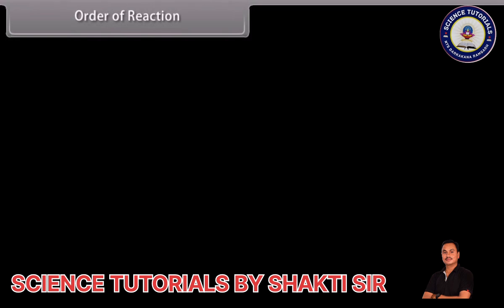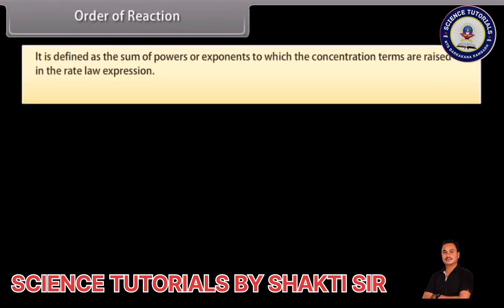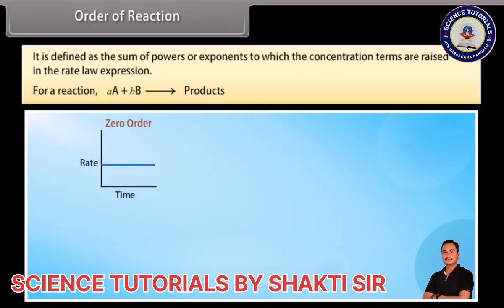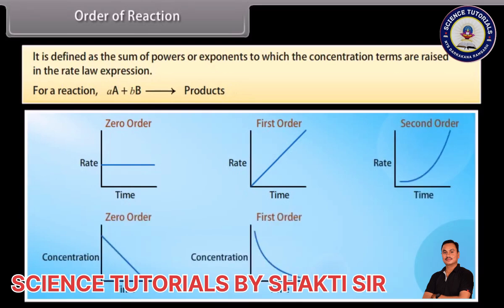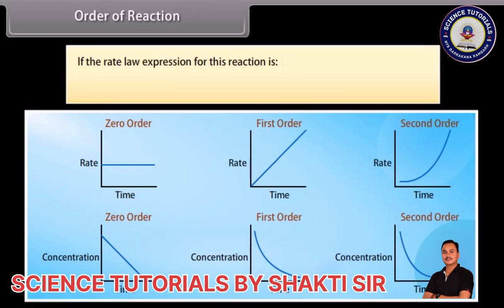Order of reaction. It is defined as the sum of powers or exponents to which the concentration terms are raised in the rate law expression. The rate law expression for a given reaction is given by: rate of reaction is equal to the product of K, A raised to the power M and B raised to the power N. The order of this reaction is equal to M plus N.